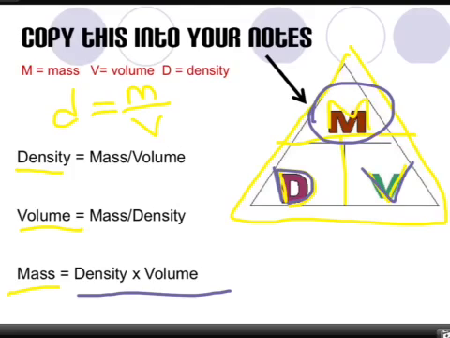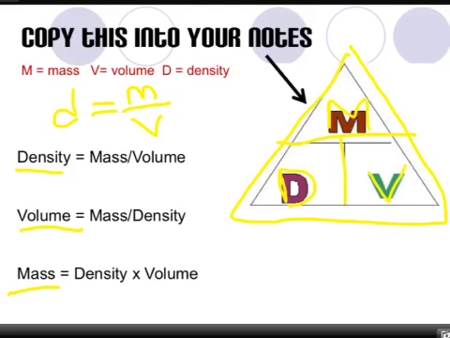Okay, so hopefully you can see how this triangle can be helpful for you to be able to figure out how you are going to do the math if they ask you for volume or mass based on density of something. So copy that down, and then I'm going to ask you to memorize that when it gets close to FCAT.